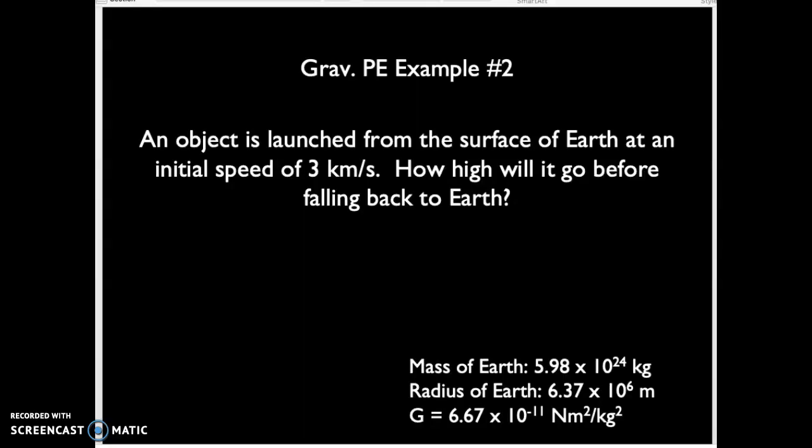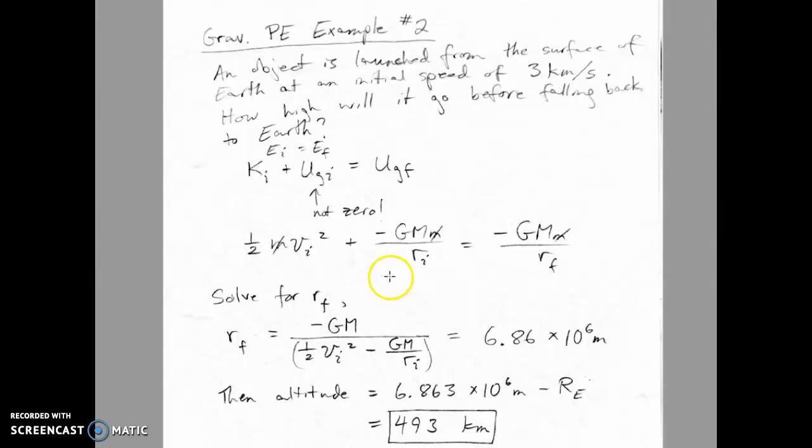Here's another example. This object is launched from the surface of the Earth with an initial speed, and how high will it go before falling back to Earth? Okay, again, we solve this using energy with kinetic energy at the launch, but it also has gravitational potential energy at the launch, and then it has the final gravitational potential energy at the higher radius. So we're solving for that altitude, and if you find the final radius and then subtract the radius of the Earth, you get 493 kilometers.